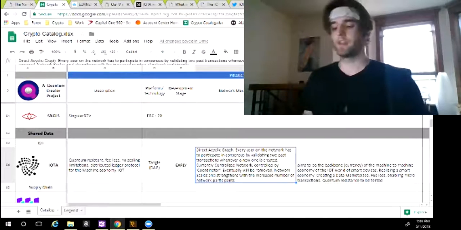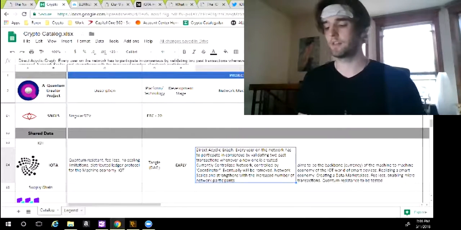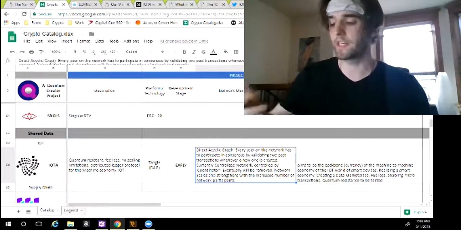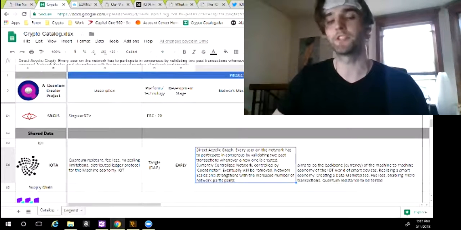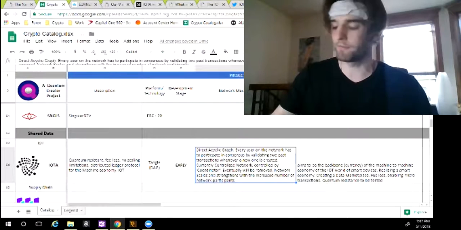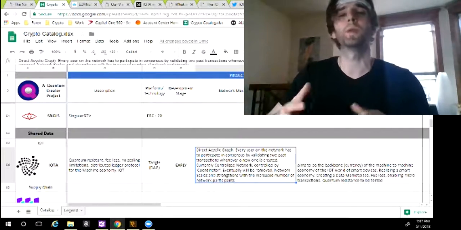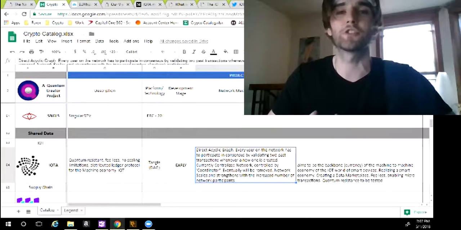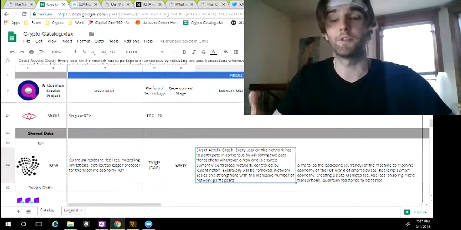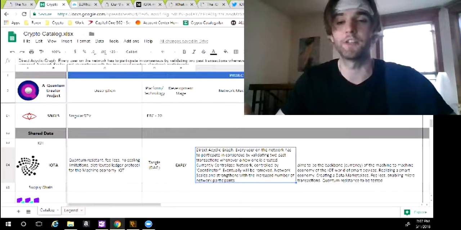So let's see if I have any more notes. Data marketplaces, like we said. This Internet of Things applies to many industries: healthcare, automotive, smart devices. Anything you can think of will one day be connected to the internet, transferring data onto this ledger, onto this network.